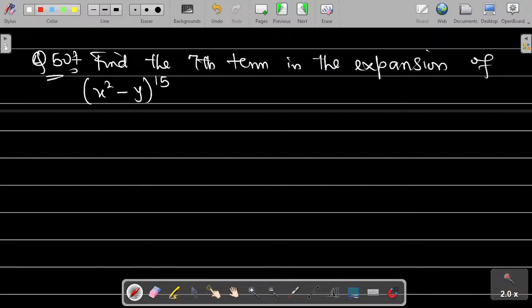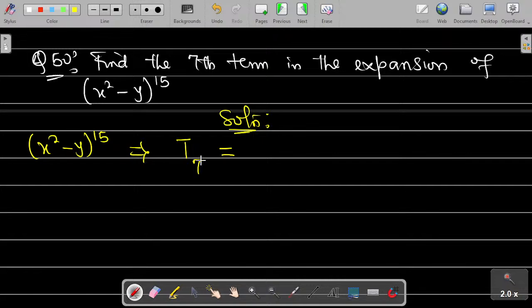Power of 15 is actually going to give you 16 terms, and that's a whole lot. Okay, so solution, what are we going to do here? We want to get, let me bring down what we are given, x squared minus y to the power of 15. We want to get the 7th term. Let me call it T7.